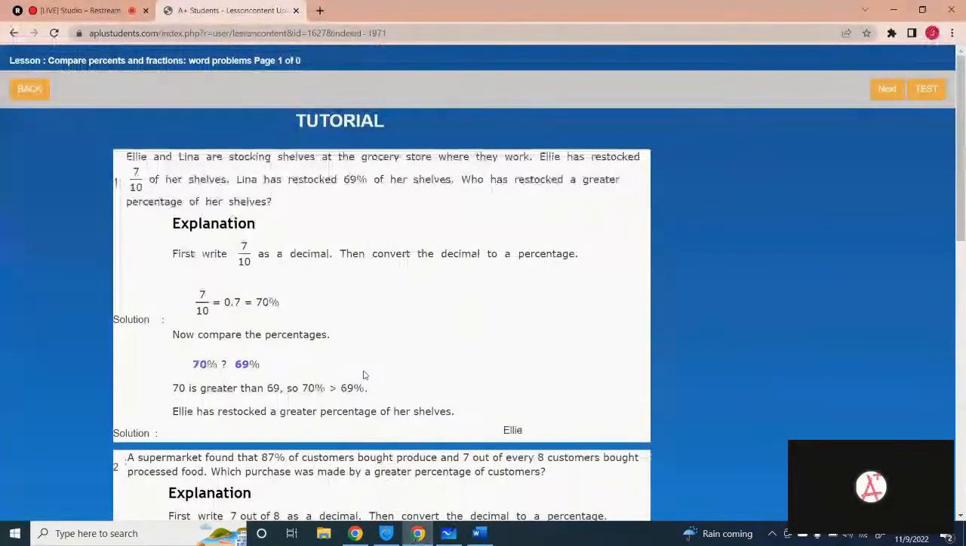Okay, Ellie and Lena are stocking shelves at the grocery store where they work. Ellie has restocked 7 by 10 of her shelves. Lena has restocked 69% of her shelves. Who has restocked a greater percent of her shelves? Got it? Okay, so one of them is 7 by 10 and the other one is 69%.